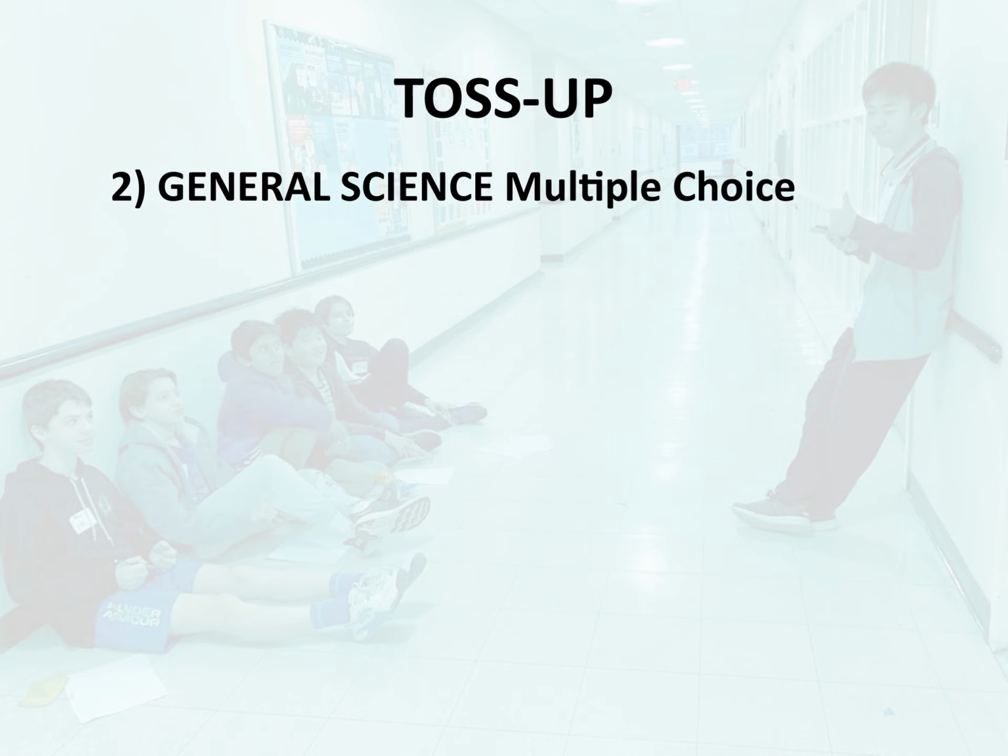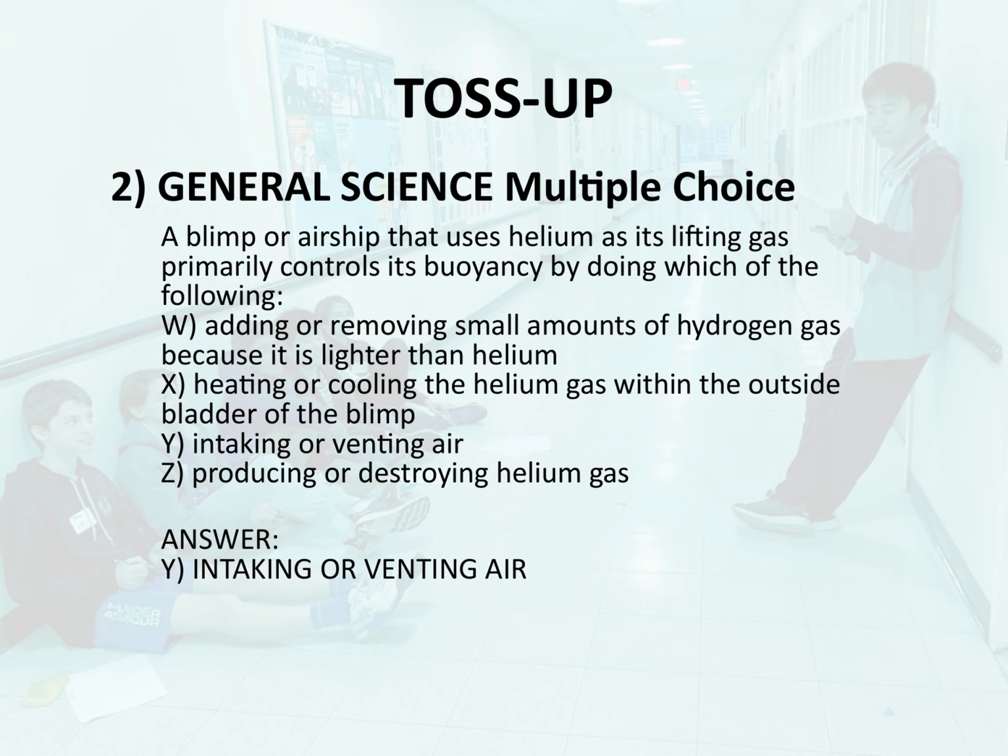Toss-up 2. General science. Multiple choice. A blimp or airship that uses helium as its lifting gas primarily controls its buoyancy by doing which of the following? W. Adding or removing small amounts of hydrogen gas because it is lighter than helium. X. Heating or cooling the helium gas within the outside bladder of the blimp. Y. Intaking or venting air. Z. Producing or destroying helium gas. Answer. Y. Intaking or venting air.